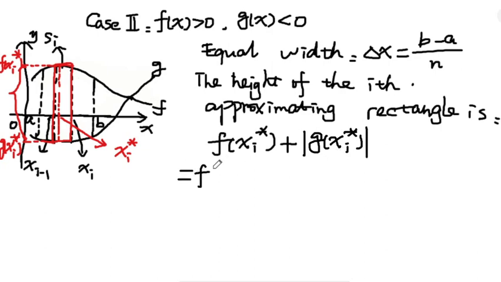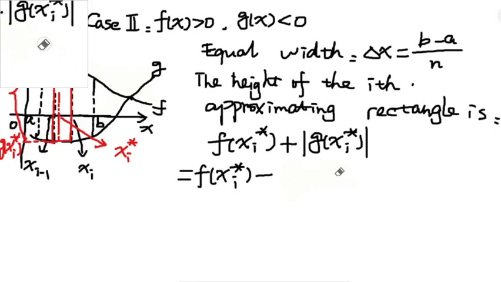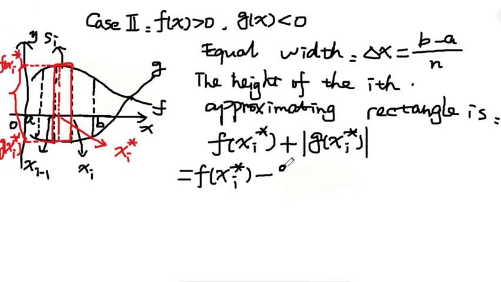Or you can write it in this way. Actually, it's minus the negative value. Sorry, hold on. Since this function g is negative, when you remove the absolute sign, here you will notice that that is the height, then the rectangle's area.